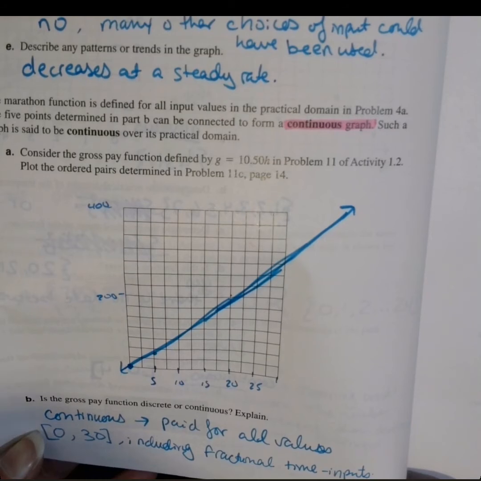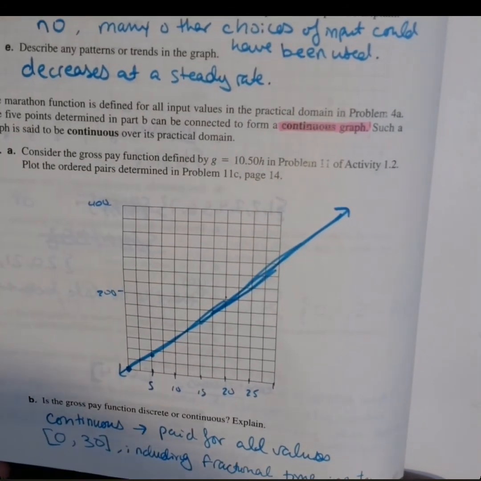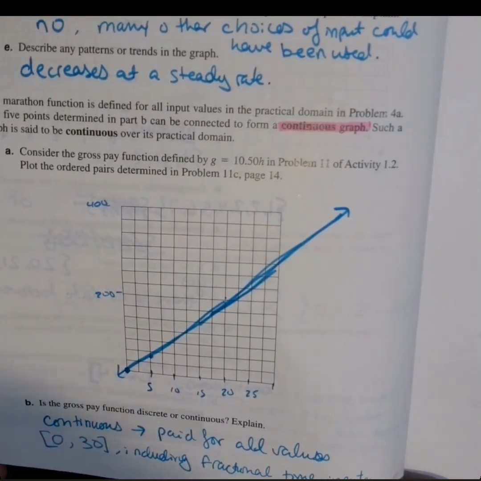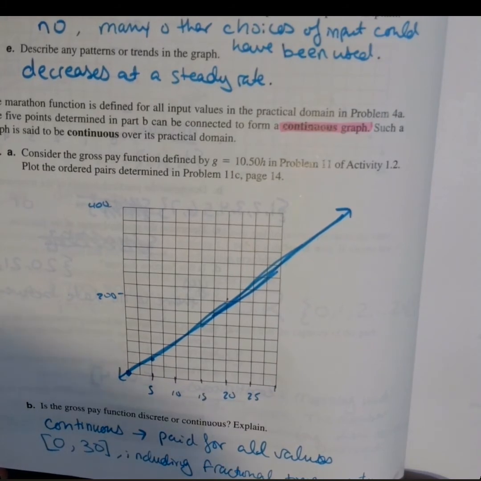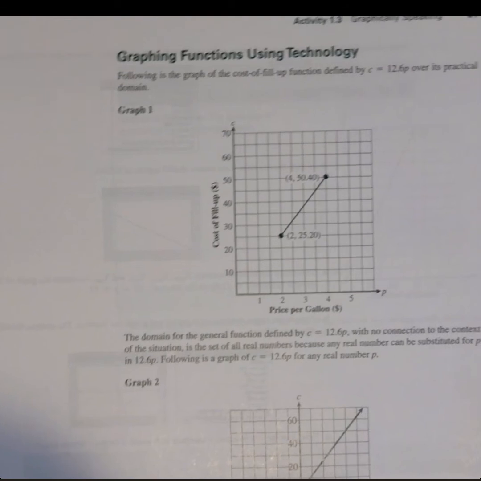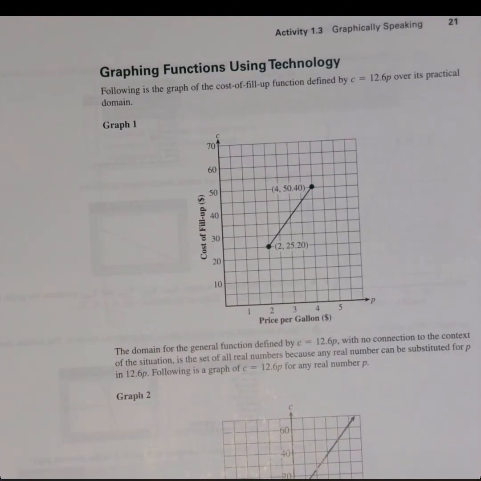We're not paid only for 5 hours and then not paid if you say 5 extra minutes. You should get paid for those 5 extra minutes. A couple cents at least. All right. So we'll continue graphing using technology.